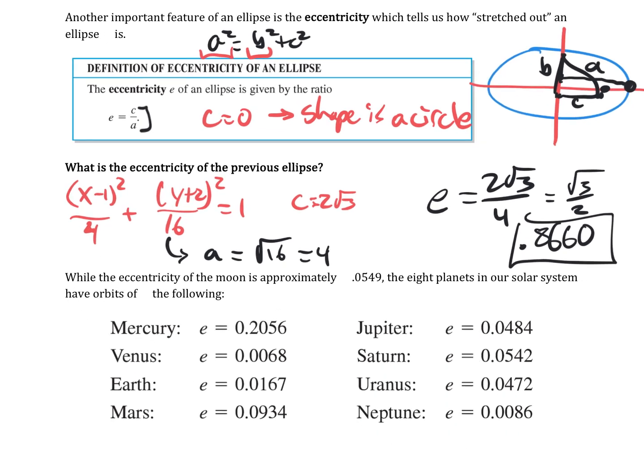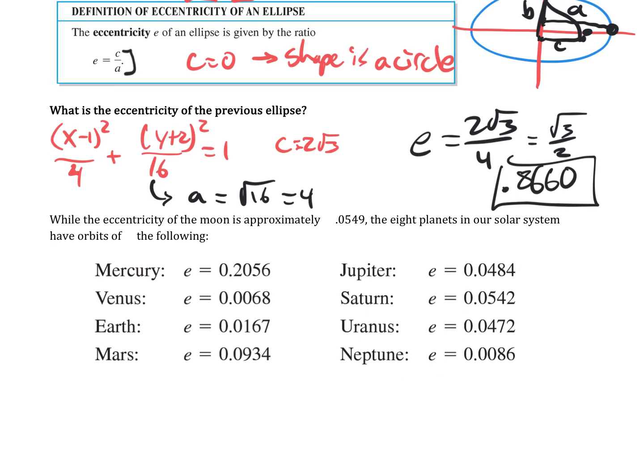Well, if we take that and compare it to the eccentricity of the moon and the other planets, the eccentricity of the moon is 0.05. But here are the 8 planets and their orbit eccentricities: 0.2 for Mercury, 0.00 for Venus, 0.1 for Earth, 0.9 for Mars. Again, the closer to 0 it is, the closer to a circle. So Venus is pretty darn close to a circle. In fact, most of these, notice 0.0, are pretty close to circular. Mercury is the one that's the most stretched out.